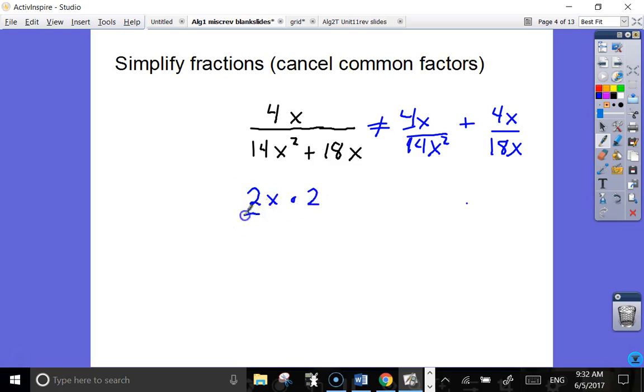2, right? If I take out a 2x from those two terms in the bottom, 7x plus 9, okay? And now, because they have the same common factor here, right? They cancel. That's what we mean by simplifying a fraction.